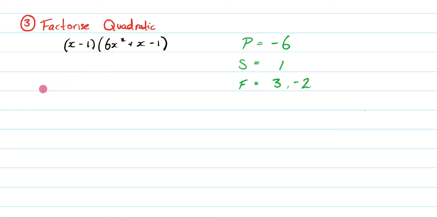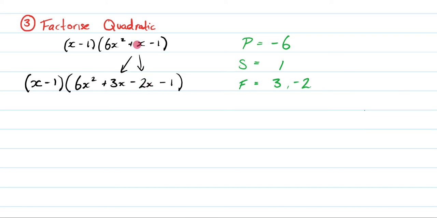So that means I can now rewrite this as x minus 1. Now, remember, things are a little different because I have a coefficient in front of my 6x squared. So it's going to be 6x squared, and this x can be broken down into plus 3x minus 2x minus 1. So I've broken that x down into these. 3x minus 2x is x, so I haven't changed anything.